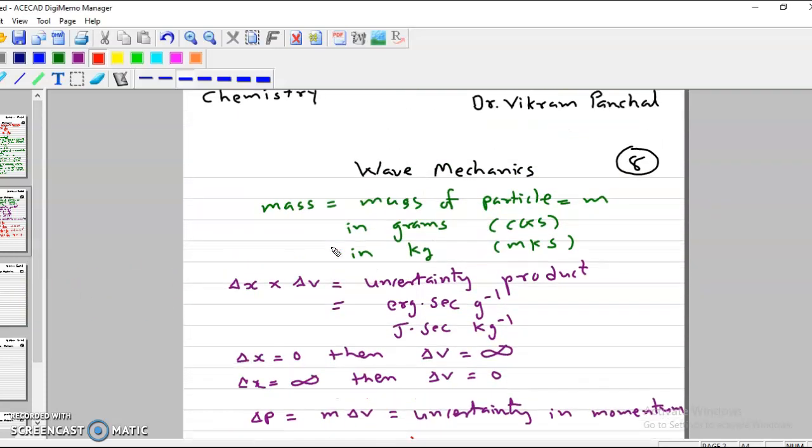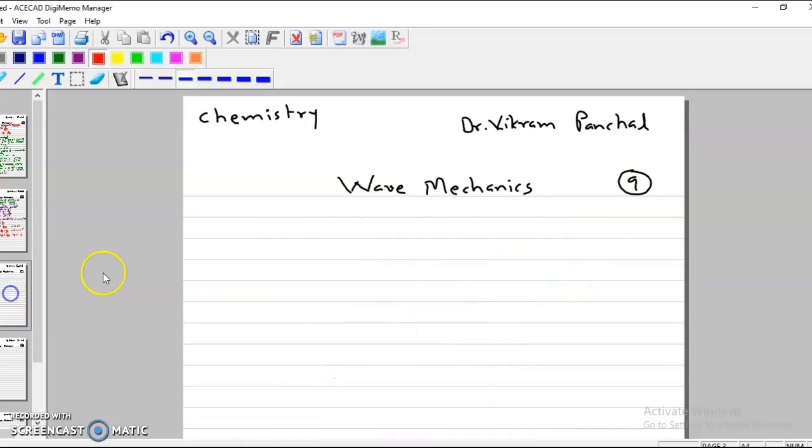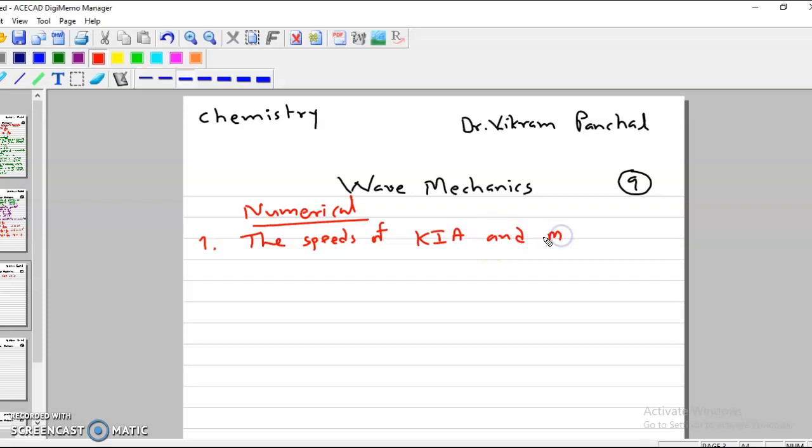Now let us see numericals. So first numerical, based on Heisenberg's uncertainty principle, the speeds of Kia and BMW cars are recorded to plus or minus 7 into 10 to the power minus 5 meter per second. Meter per second means what is given? Delta v.